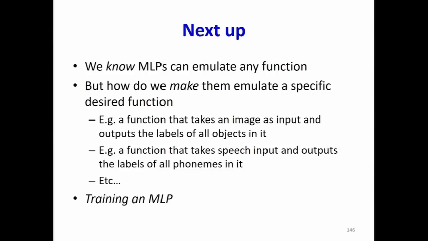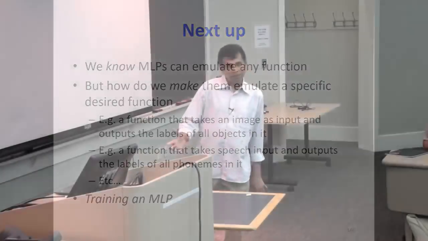And next, we know that MLPs can emulate pretty much any function, but then how do you actually make them emulate a specific function of choice? We will look over that in the next 4 or 5 lectures. Questions?